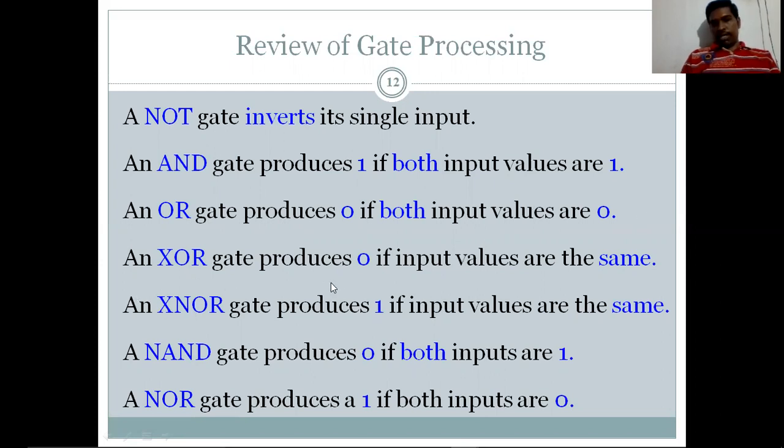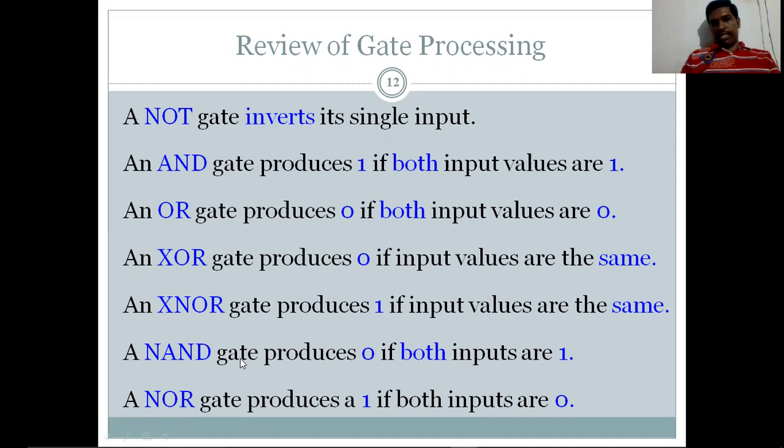Likewise, XOR gate produces 0 if the input values are same. It's very, very important. For XOR gate, when input values are same, the output will be 0. For XNOR gate, reverse of that. When input values are same, output value is 1. See here, if inputs are same, here it is 0, but here it is 1. These two are opposite to each other.